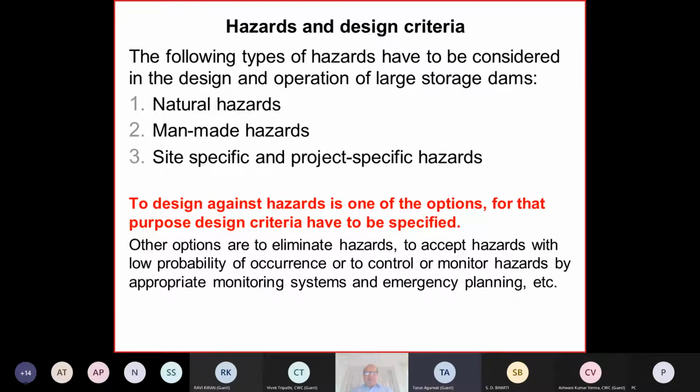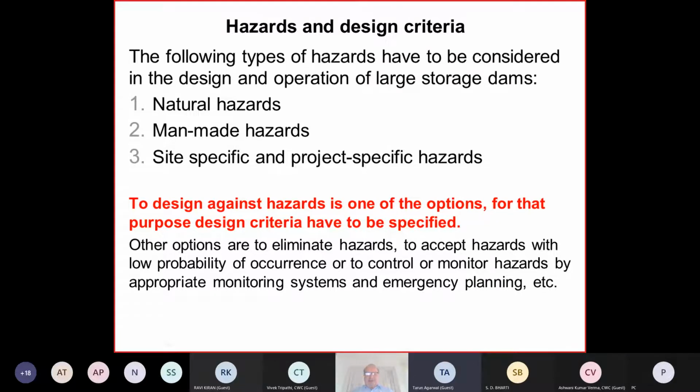So if we look into the hazards and the design criteria, we have to distinguish different types of hazards. On one hand, we have hazards from the natural environment, we have man-made hazards, and we have site-specific and project-specific hazards. So we can group them, and there is some overlap between site-specific and project-specific hazards with some natural hazards.